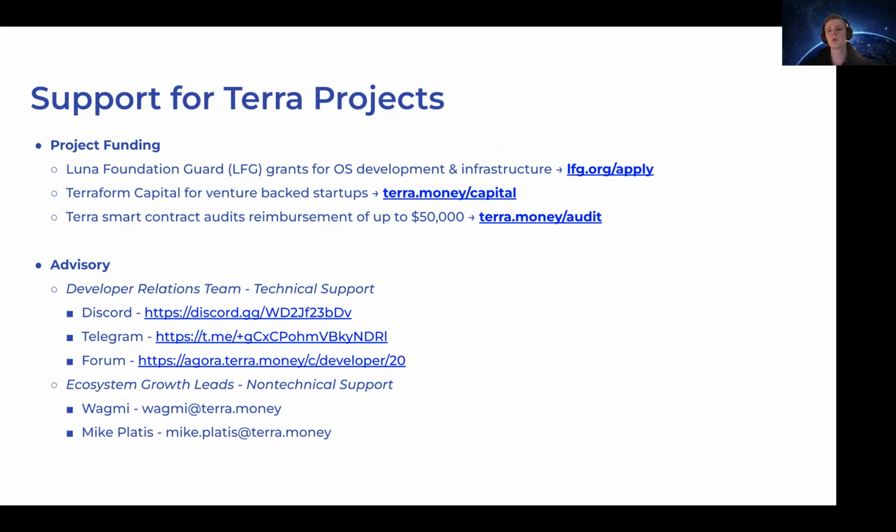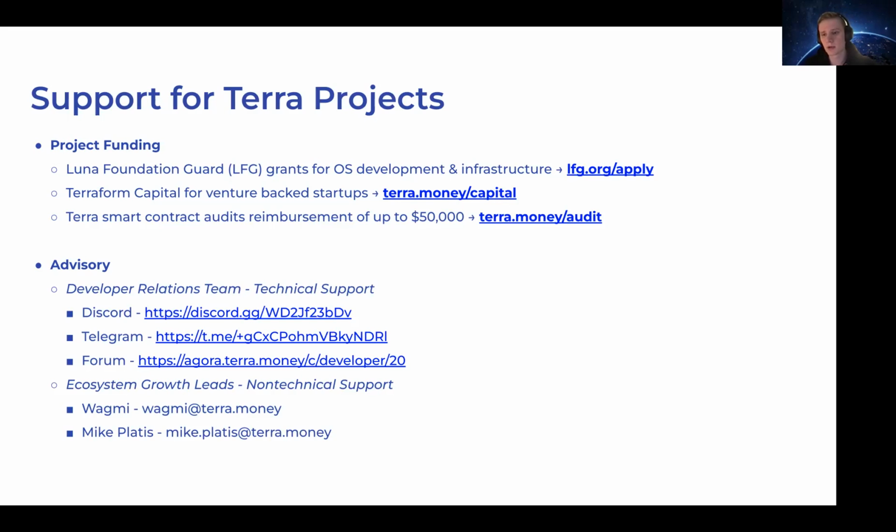If you want to build a protocol or something that is more profit oriented, if you want to make a profit from your project, you might be interested more in the venture arm. So Terraform Capital offers venture funding, and we can also direct you to some venture partners that we have at terra.money/capital. We also provide funding for audits.